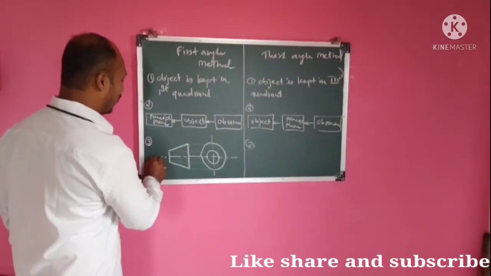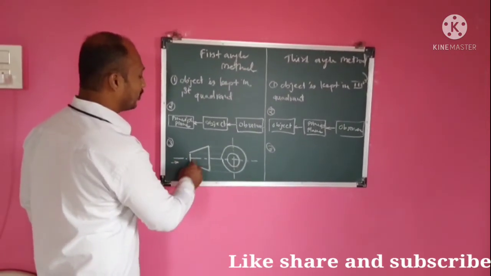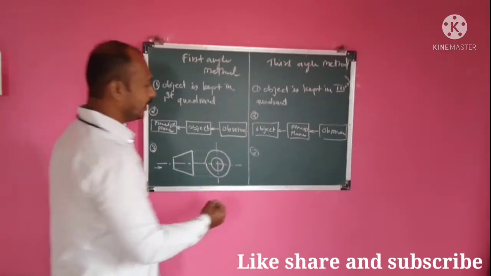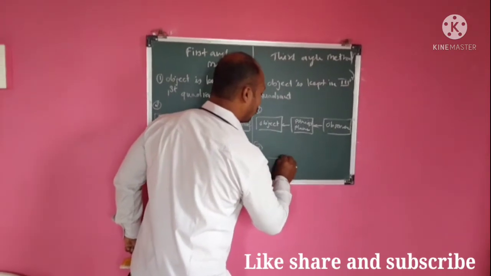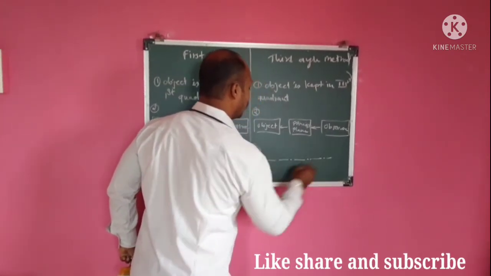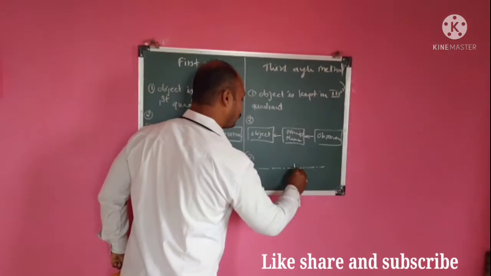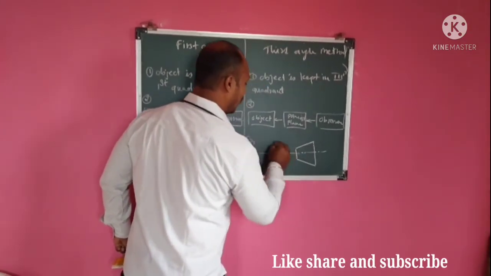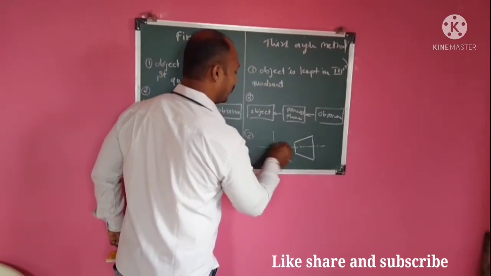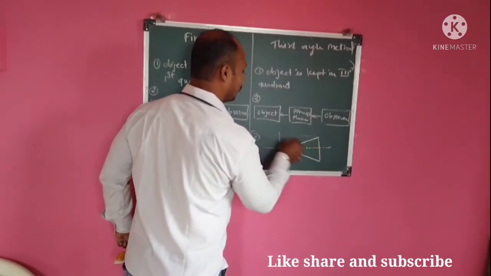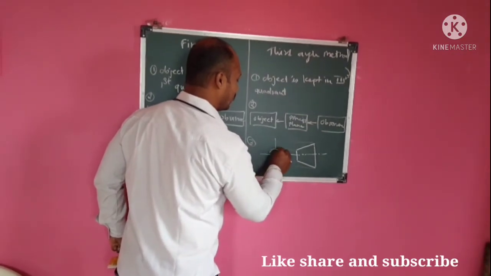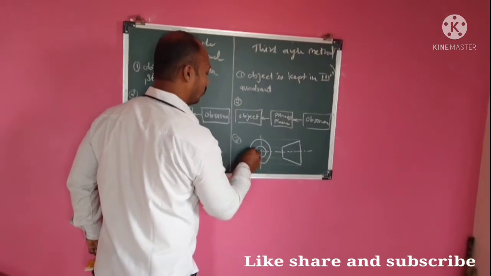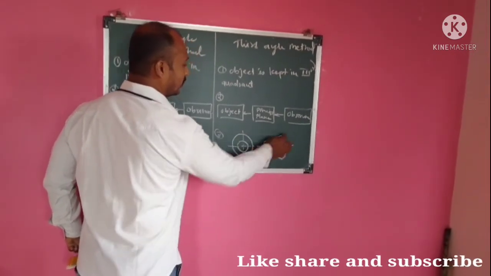When we look from this side, then we draw the side view or front view on the opposite side of this object. Now if I want to draw the symbol of the third angle method, it will be like this. This is the object, and if I want to draw it, then it is like this. This is the circle for the top portion, this circle for the bottom portion.